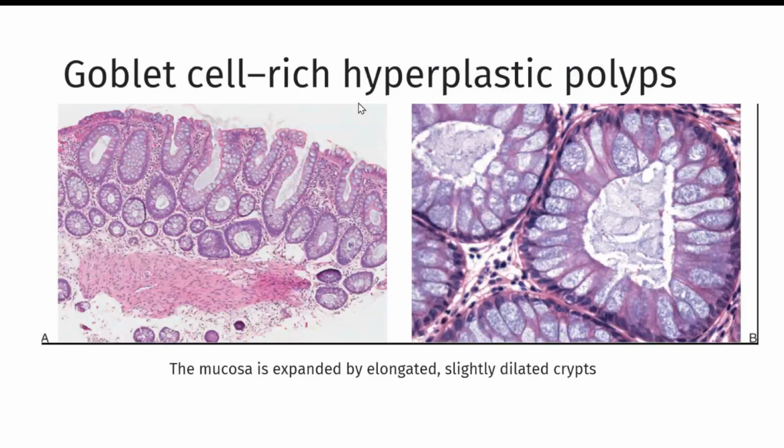Then we have these goblet cell rich hyperplastic polyps, also with a serrated surface, but for this type we can see a lot of goblet cells. At high power, we also can see a lot of goblet cells, and the crypt is a little bit dilated.